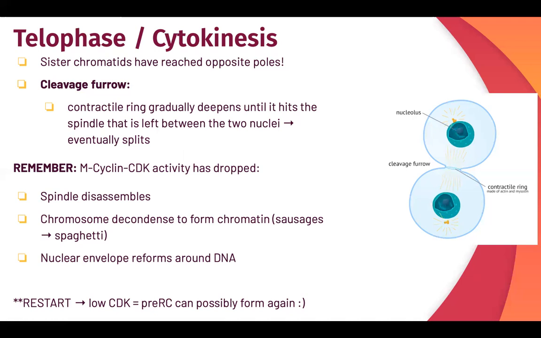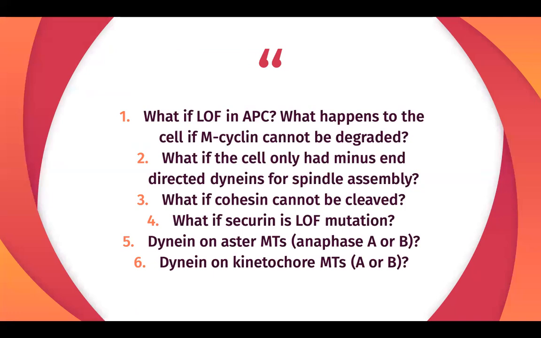All right. Last few questions, just to get those brains churning a little more. What if you have a loss of function in your APC? Any ideas? So APC was the one that could cause ubiquitination.